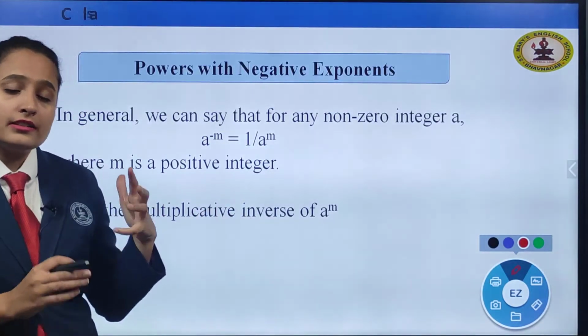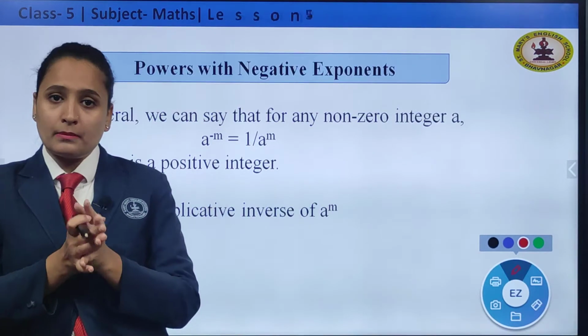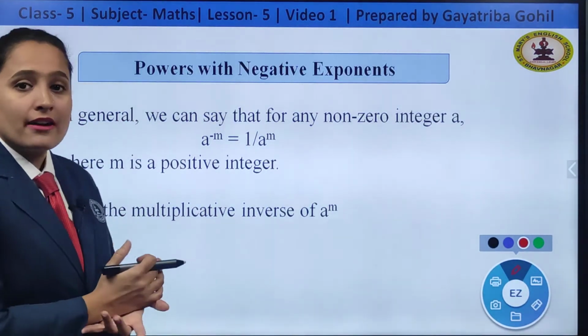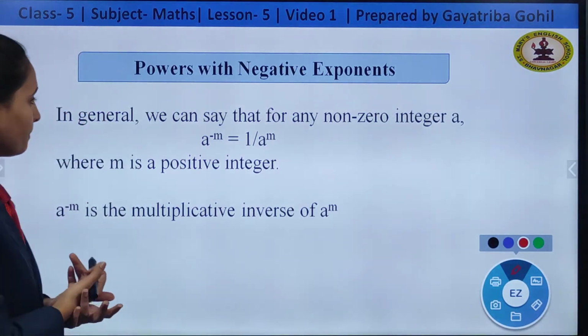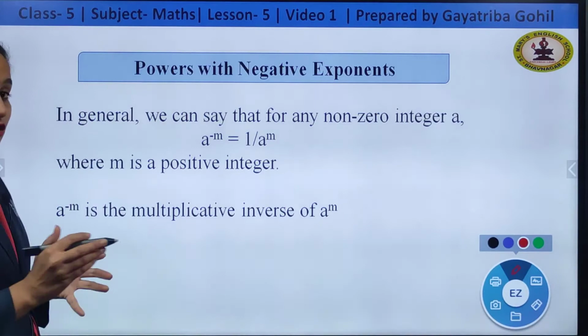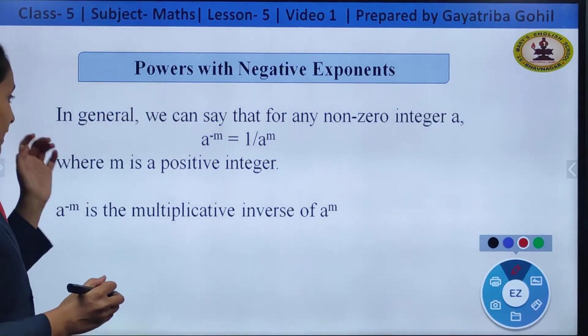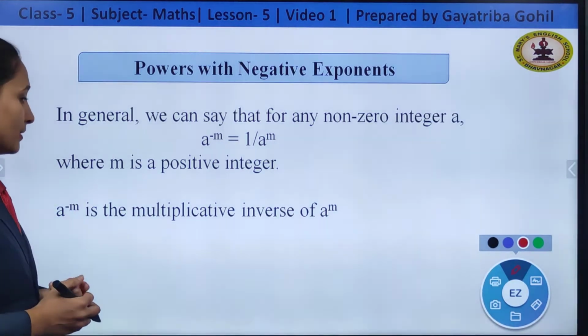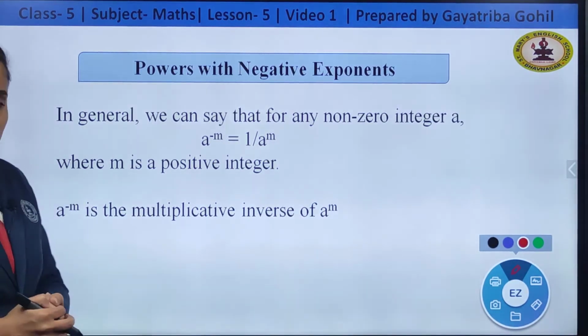Now till 7th standard you have learned about powers with positive powers. Now what if the power or the exponent is negative? In general, we can say that for any non-zero integer a, a raised to minus m is equal to 1 upon a raised to m, where m is a positive integer. A raised to minus m is the multiplicative inverse of a raised to m.